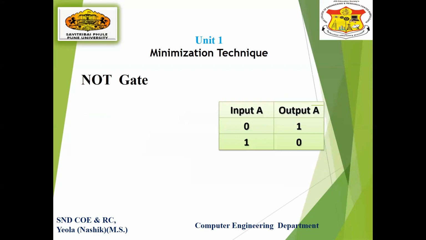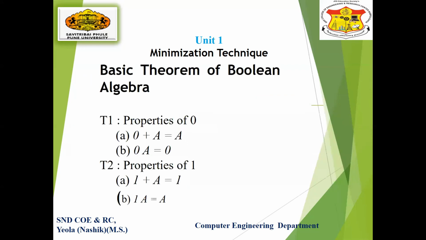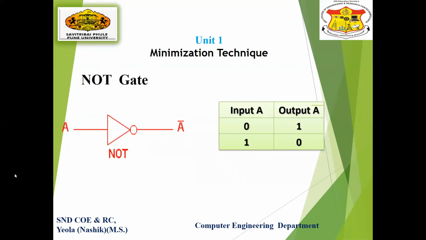Okay, then we go for the NOT gate. Just see the symbol of the NOT gate, where only one variable is there. Then we take the complement of this particular input, that is Y is equal to A complement. Here the bar indicates the complement of the value. Suppose we apply 0, then the output should be 1, and suppose 1, it should be 0.